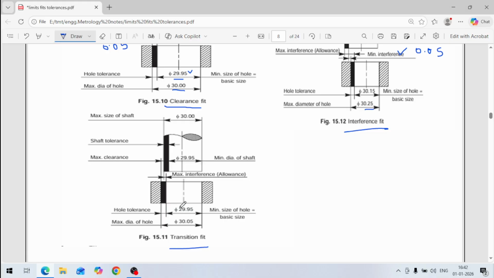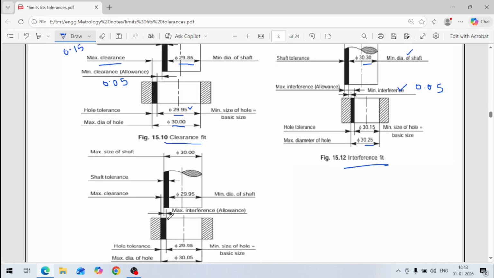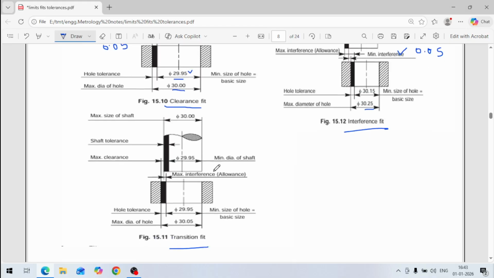Okay. So here, this is the same way we can calculate in transition fit also. How much is the interference and how much is the clearance? Both we have to calculate. So in this example, the maximum diameter of the hole is 30.05 and the minimum dia is 29.95. So the tolerance on the hole is 0.1 mm. Similarly for the shaft, this is 30 mm and 29.95 mm. So these are the two sizes and this is the tolerance on the shaft.